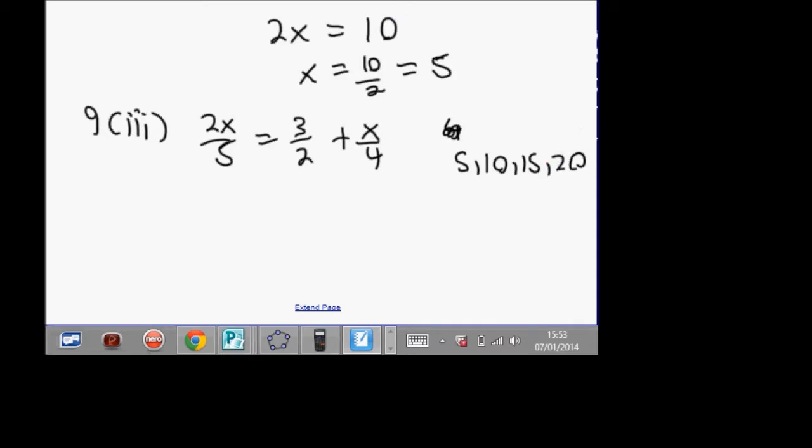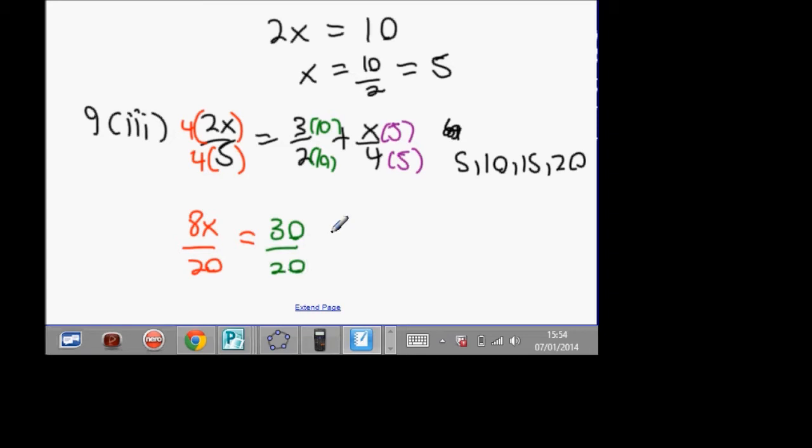Okay, change them onto 20s. What do you do with this one? Multiply by 4, top and bottom. What about the second one? Multiply by 10, top and bottom. And the last one? Multiply by 5, top and bottom. Now what happens? You have 8x over 20, and you have 30 over 20, and 5x over 20.